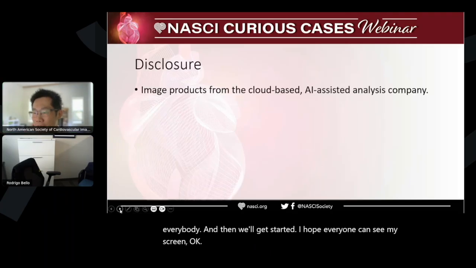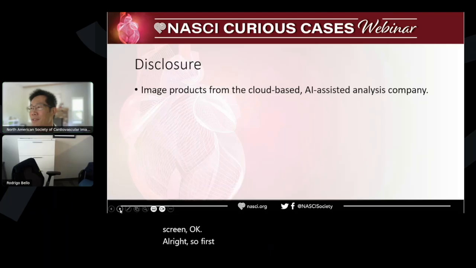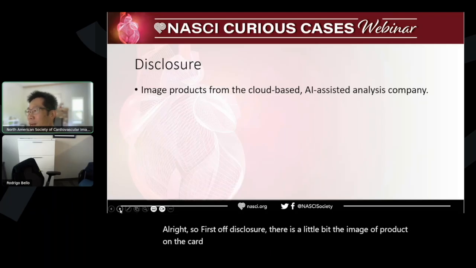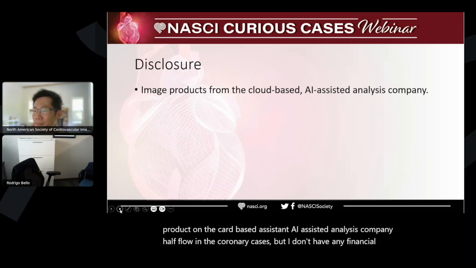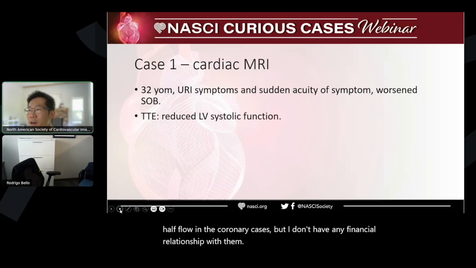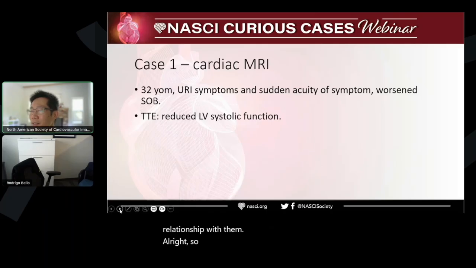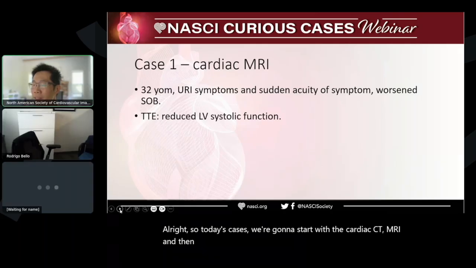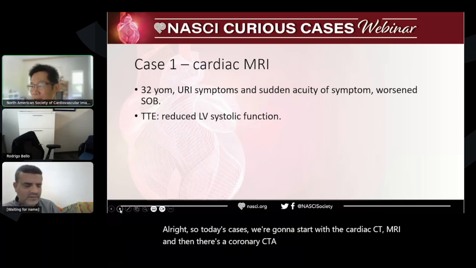First off, disclosure: there's a little bit of image product from the cloud-based, AI-assisted analysis company Heartflow in the coronary cases, but I don't have any financial relationship with them. Today's cases: we're going to start with a cardiac CT, MRI, and then there's a coronary CTA and a structural CT.